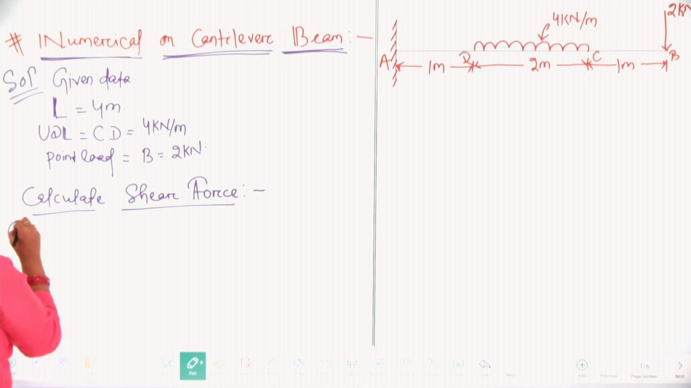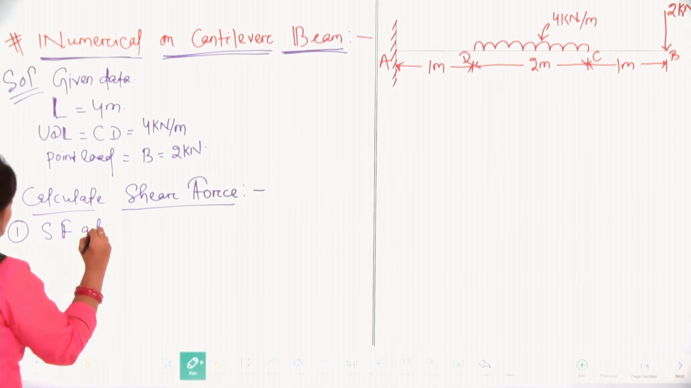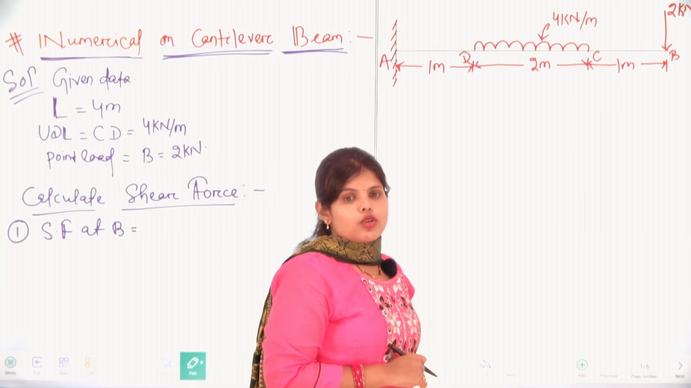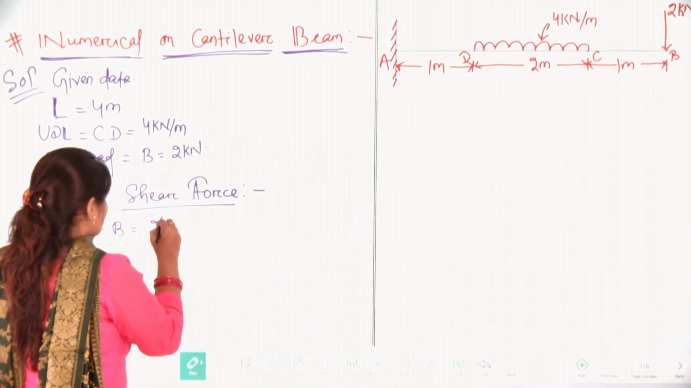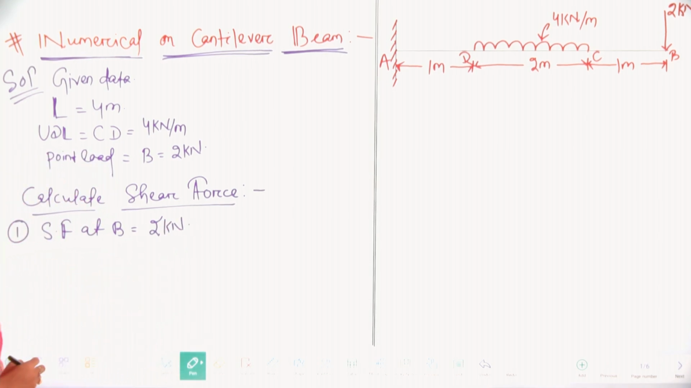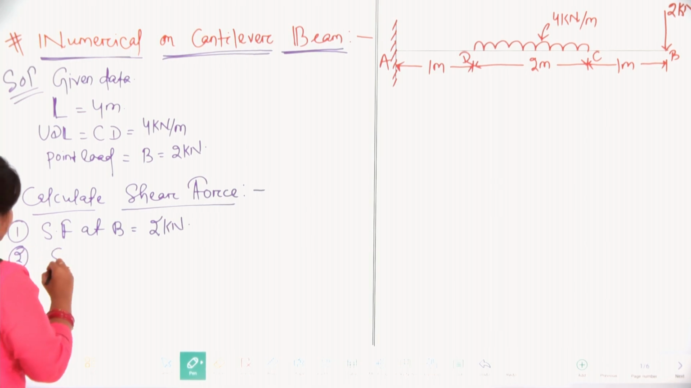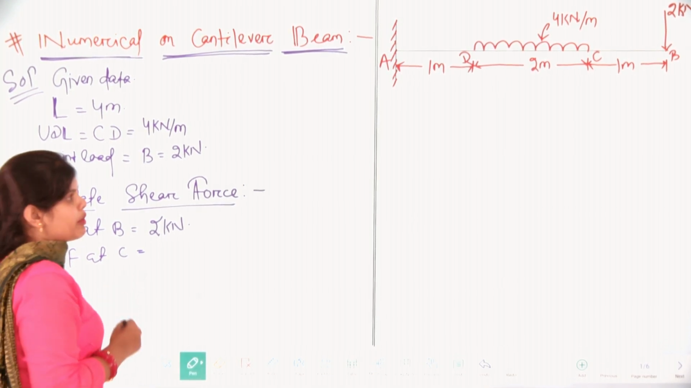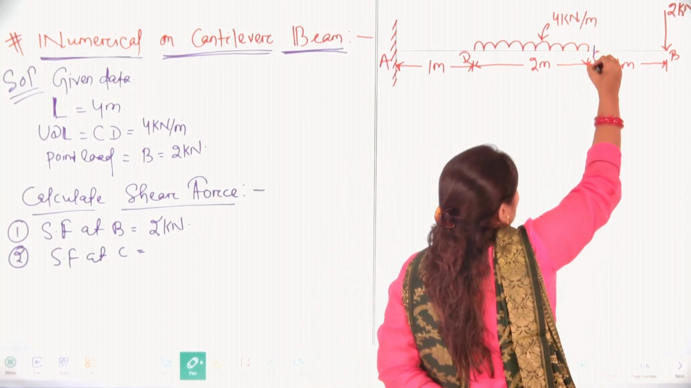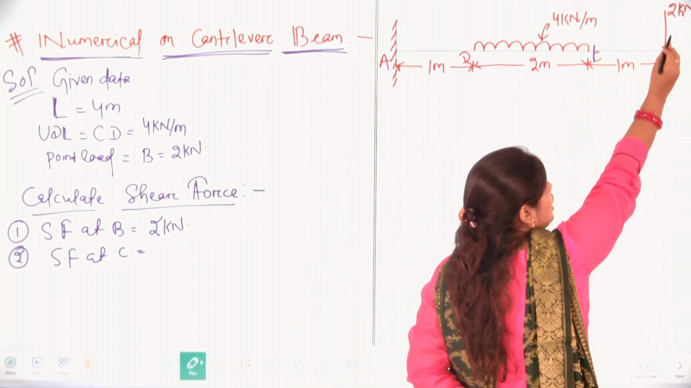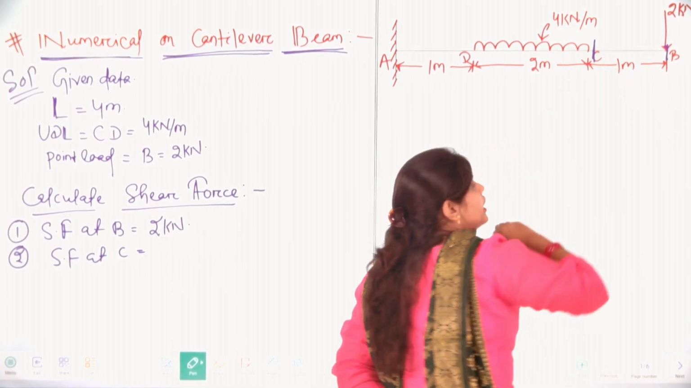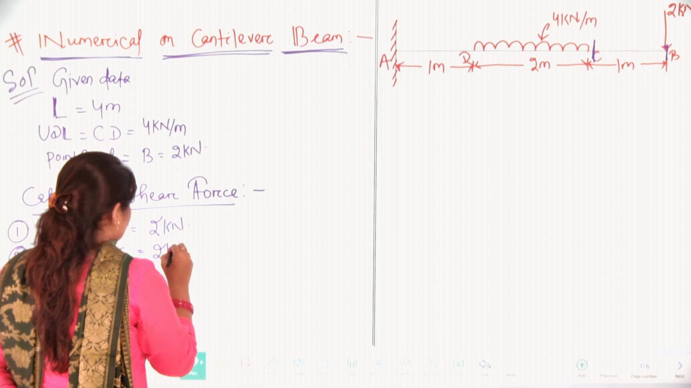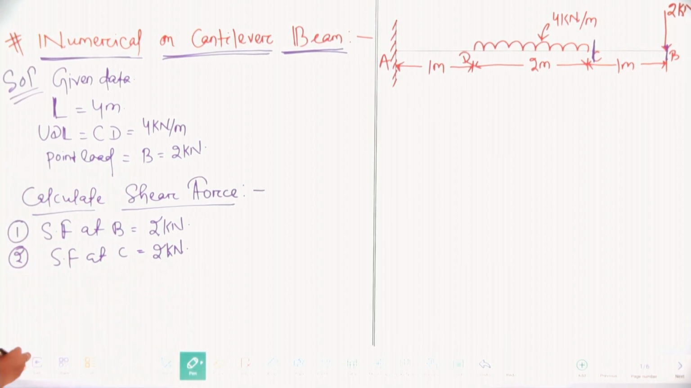First, shear force at point B. The calculation of forces: shear force at point B will be 2 kilonewton. Next we will find the shear force at point C. It will be similar, because you can see up to this we have 2 kilonewton at B, but up to this we do not have any load. So, at point C we will have 2 kilonewton of load.